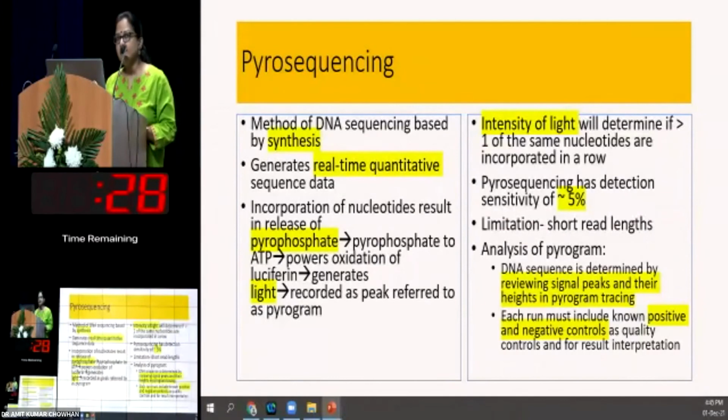Pyrosequencing is similar to Sanger sequencing, but instead of fluorescence, you have release of pyrophosphate when nucleotides are incorporated. Pyrophosphate produces ATP, which oxidizes luciferin and produces light.